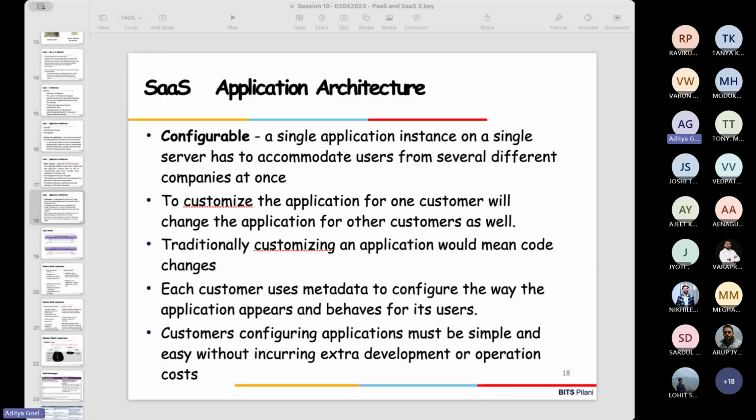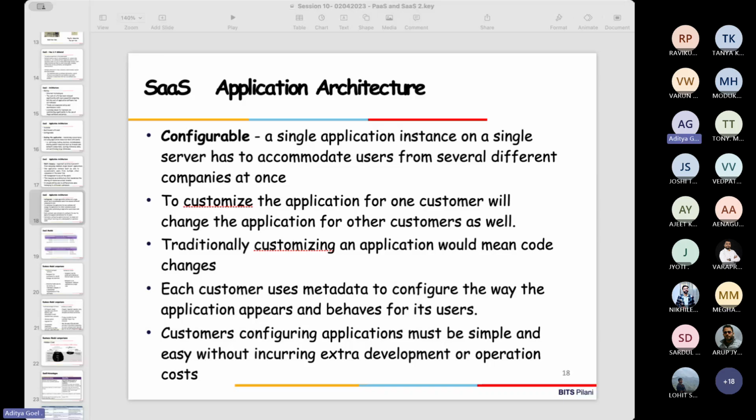Configurable. So here we are talking about a single instance application, my dear students. Does it mean that I cannot configure it for my needs? It's possible. Using metadata, each of the customers can configure their applications. It could be the way it appears or the way it behaves with the end users. So I, as an education institute, might want certain features for my own organization. For example, the easiest thing is I want to have my own logo.